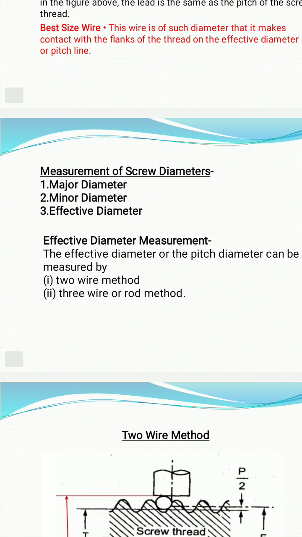The next part: measurement of screw threads. What is measurement of screw threads? How to measure? What are the parameters that we are going to measure using the screw threads? We are going to measure the major diameter, the minor diameter, and the effective diameter. Today we are going to see how to measure the effective diameter.